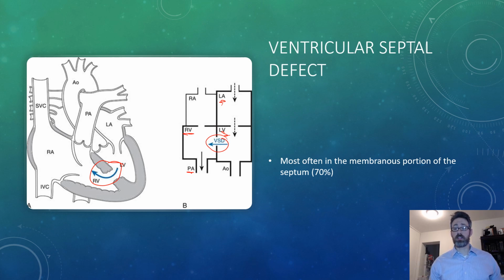Now, most often the VSD, or ventricular septal defect, occurs in what we call the membranous portion. If you recall from earlier in this lecture, the membranous portion is the most superior portion of the ventricular septum, created by the endocardial cushions. That's about 70% of them. The rest can form in the muscular wall or anywhere else along the ventricular septal wall.